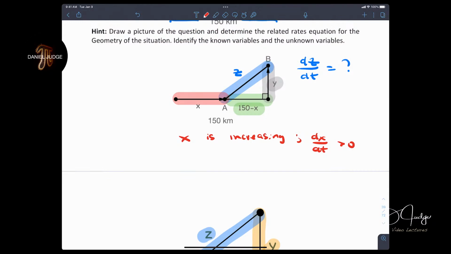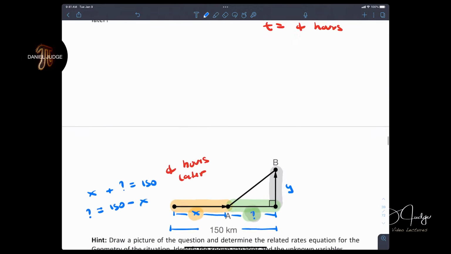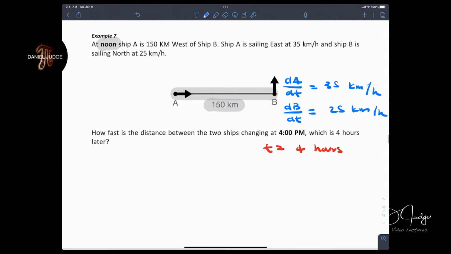Okay, I want to also say my y variable, if I can get this in blue, y is increasing as well. So dy dt will be positive, and z is increasing. These variables are getting bigger. So dz dt should be positive. Okay, so x is increasing, but the 150 minus x is decreasing. But we're not trying to find that. We're given these rates of dx, dy, dz. Okay, we're going to have to change what that is.